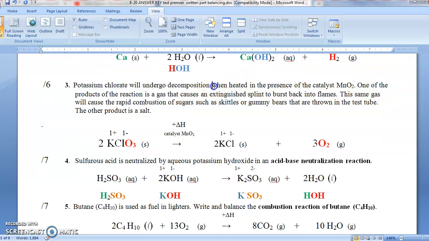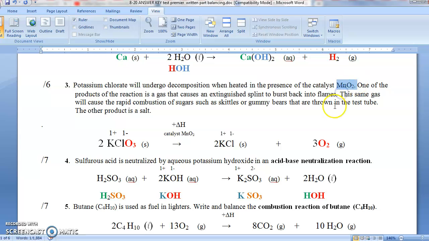Now we are on a decomposition reaction. If you remember long ago, at the very start of this unit, we said that there were a multitude of decomposition reactions that we need to take a look at and to learn the pattern of them. And we actually saw this actual reaction take place on one of our decomposition reaction video demos. So in this reaction, we have potassium chlorate decomposing when heated.